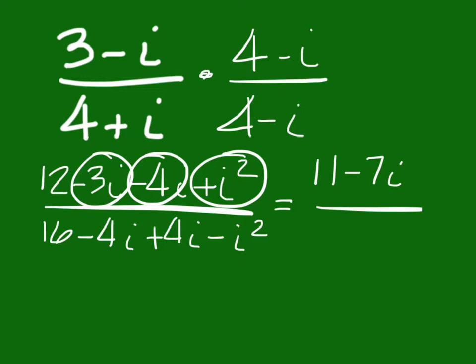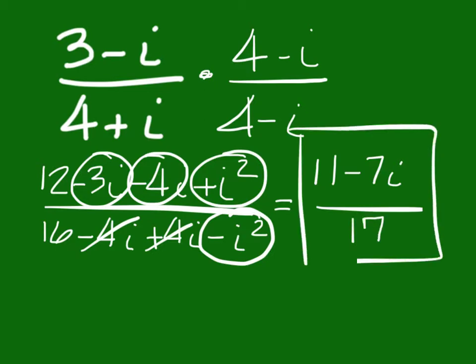On the bottom, look what happened to the 4 i's. They cancel out, minus plus. You have minus i squared on the end. i squared is a -1. With that negative sign in front of it, it becomes plus 1. So with the 16, it becomes 17. So you have a simplified answer of 11 minus 7i over 17.